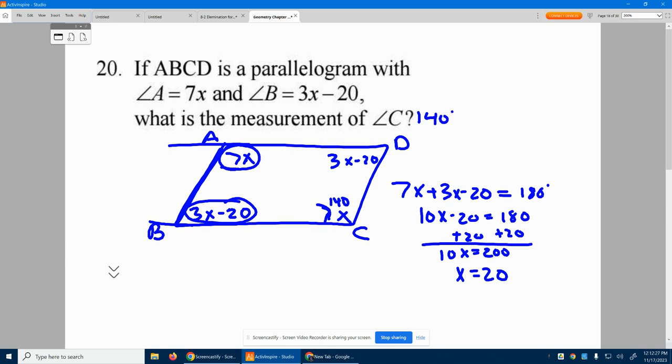It wouldn't matter how you put A, B, and C. The key is C. I asked for C because I knew C was going to be across from A, and I knew A was 7x, so I knew he was 7x.